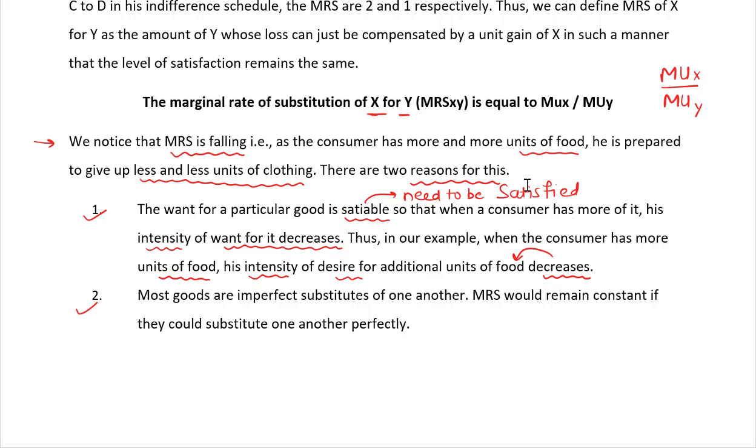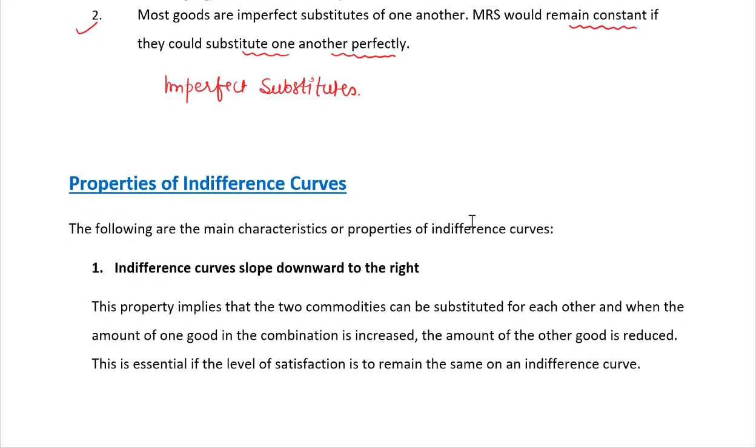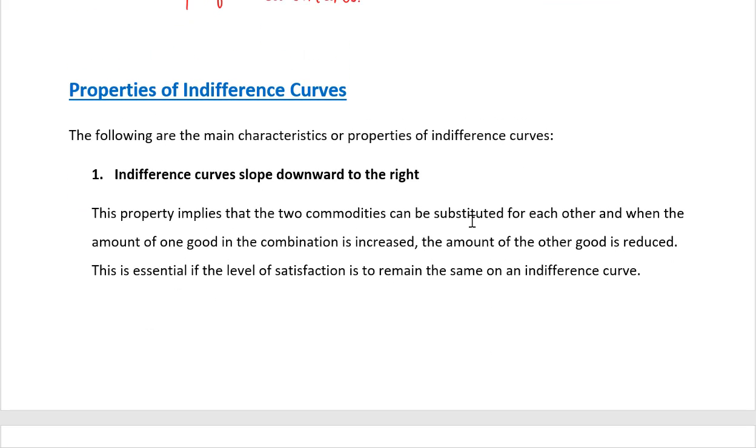And most goods are imperfect substitutes of one another. MRS would remain constant if they could substitute one another perfectly. Why would the marginal rate of substitution remain constant? Because the substitutes are perfect. Here the substitutes are imperfect. I believe it is okay till here.